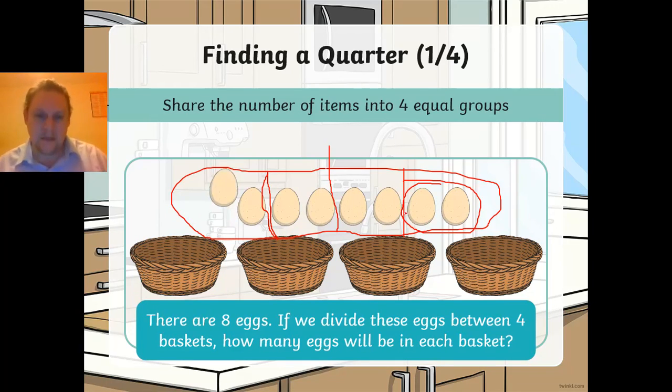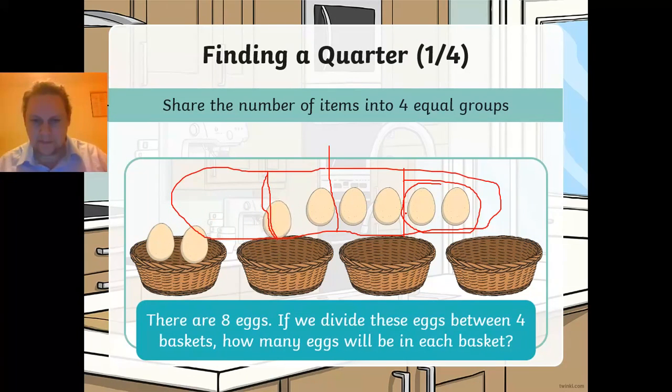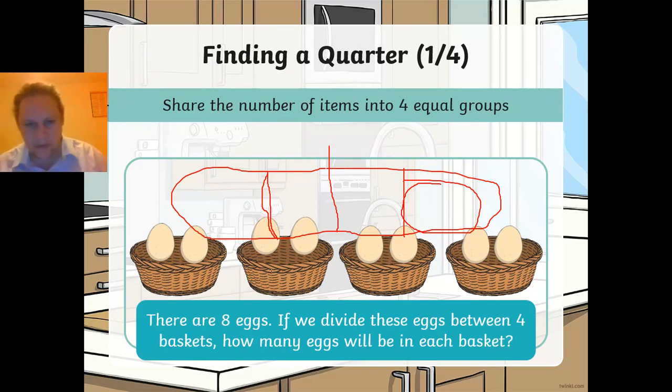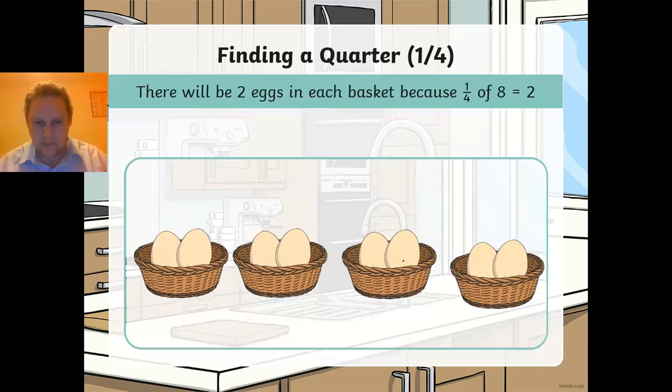All right, so let's see them actually move into our baskets. Okay, so we've got 4 equal groups. We've got 2 eggs in each group. There'll be 2 eggs in each basket because a quarter of 8 is 2.